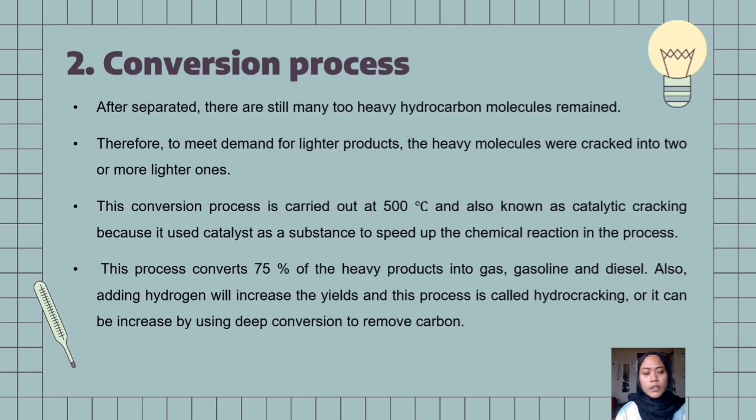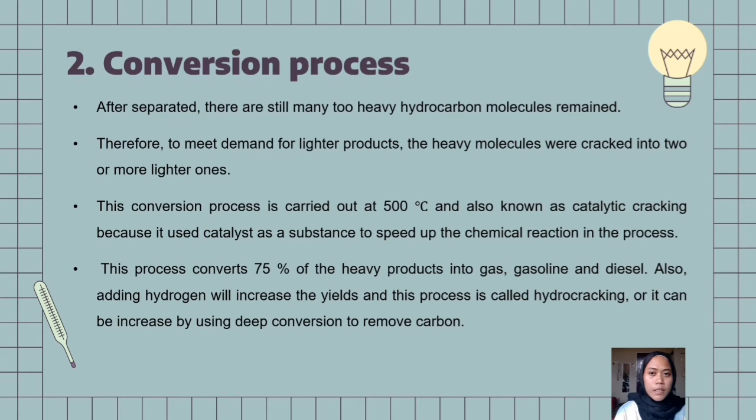The next major operation of refining crude oil is the conversion process. Even after separation, there are still many heavy hydrocarbon molecules remaining. To meet the demand for lighter products, the heavy molecules are cracked into two or more lighter ones. This conversion is carried out at 500 degrees Celsius and is also known as catalytic cracking because it uses a catalyst, a substance that speeds up the chemical reaction. This process converts 75% of the heavy products into gas, gasoline, and diesel. Adding hydrogen will also increase the yield, and this process is called hydrocracking.